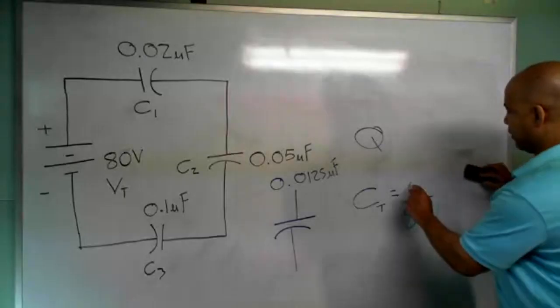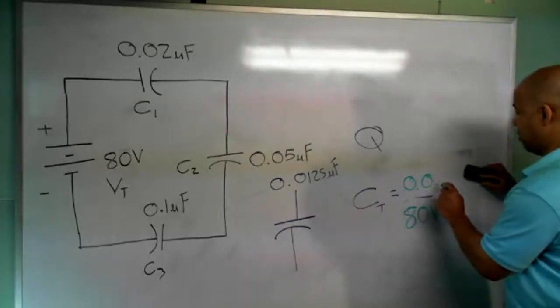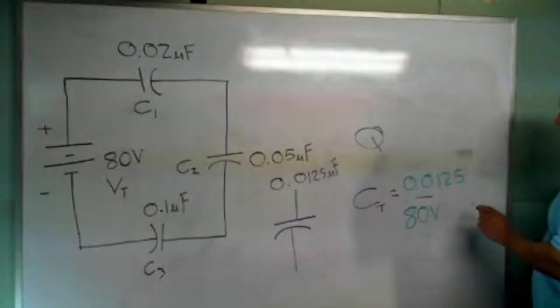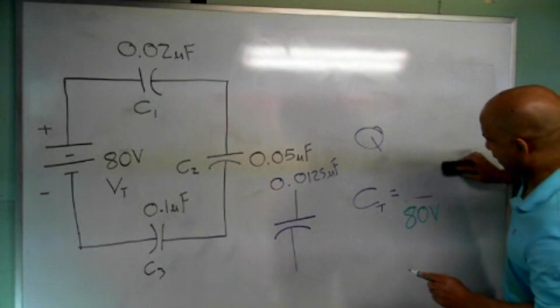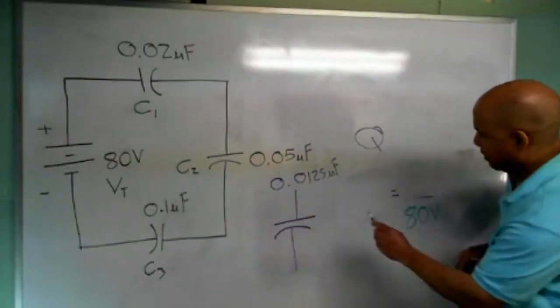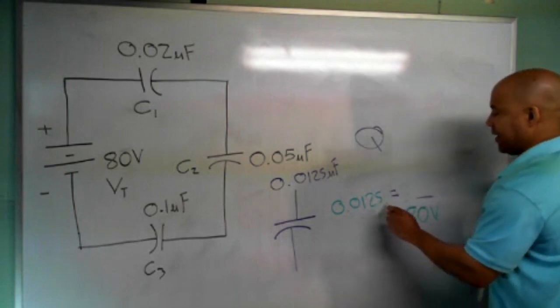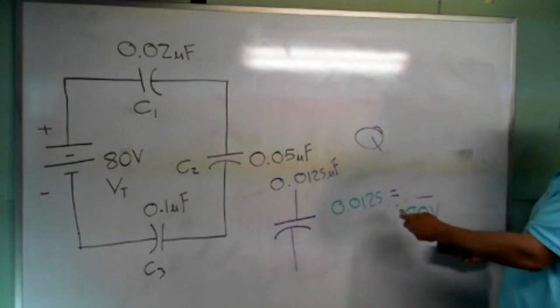Here we put 0.0125. Now, that's not right. This would be 0.0125. Now, this is microfarads. I'm going to leave that as microfarads.